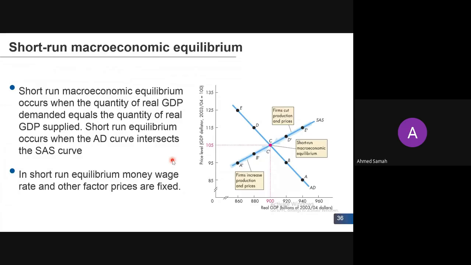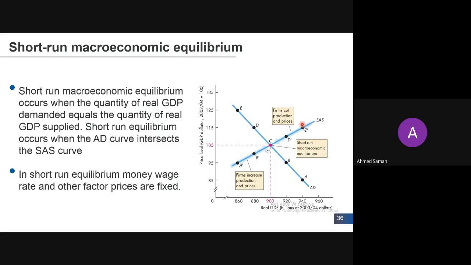So in the short run, money wage rate and other factor prices are fixed. As I have said, in the short run, there are sticky wages and sticky prices. So this is how the short-term macroeconomic equilibrium occurs. The aggregate demand curve will be the same, but in the short term there are two supply curves: a short-term supply curve and a long-term supply curve. So the aggregate demand curve and the short-term aggregate supply curve intersect, which gives us the short-term macroeconomic equilibrium.